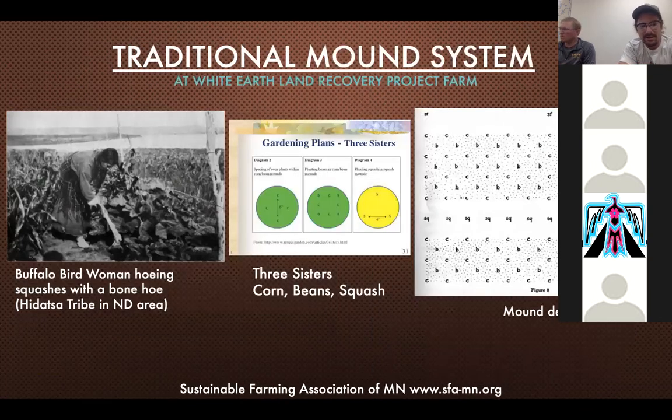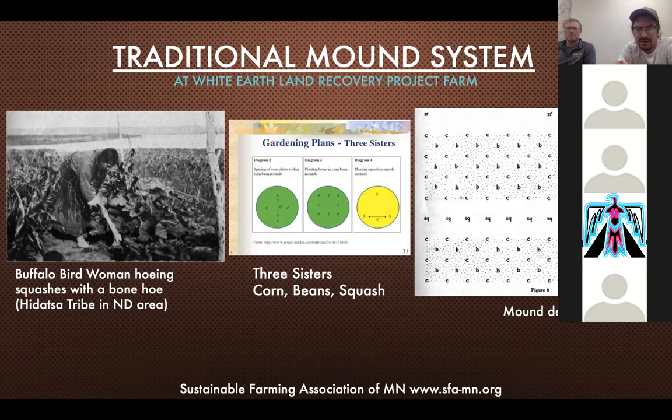Three Sisters traditional mound systems. There's a lot of good info in Buffalo Bird Woman's Garden book. She goes through a few designs. You can see one of those designs in the middle, where the C is corn and B is beans and S is squash. We have corn mounds, bean mounds, and squash kind of surrounding it. The corn uses the beans as a nitrogen fixer, and they kind of got a symbiotic relationship there, where the beans could climb up the corn if they're pole beans and the corn's strong enough to take it.